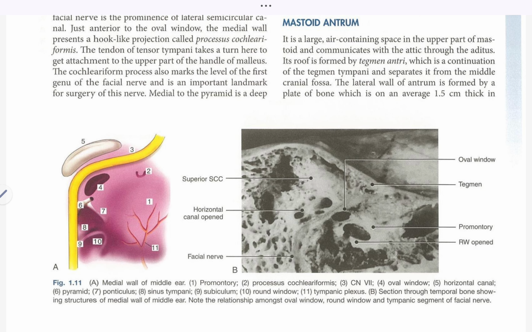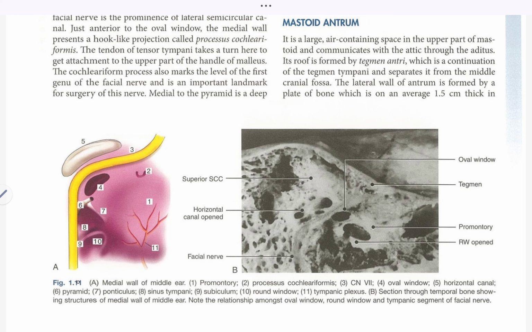It is a large air-containing space in the upper part of the mastoid and communicates with the attic through the aditus. Its roof is formed by the tegmen antri, which is a continuation of the tegmen tympani and separates it from the middle cranial fossa. The lateral wall of the antrum is formed by a plate of bone which is on average 1.5 centimeter thick.